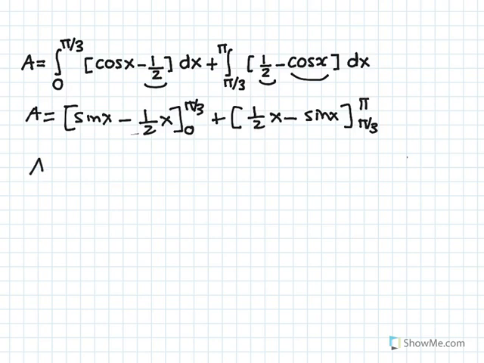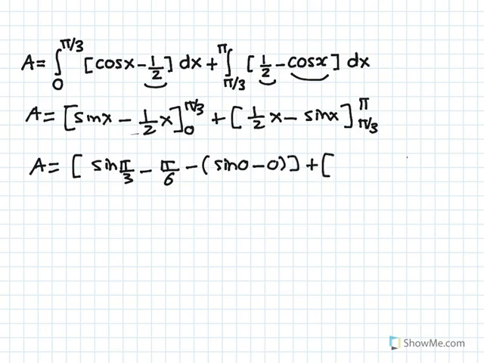Now apply the fundamental theorem of calculus. Putting pi over 3 in, we get sine of pi over 3, minus, plugging pi over 3 in for x, 1/2 times pi over 3, that's pi over 6, minus sine of 0, putting the lower limit in, minus 1/2 times 0, which is just 0. Plus, now putting the upper limit in for the second integral, we get pi over 2 minus sine pi, minus pi over 6, minus sine of pi over 3.